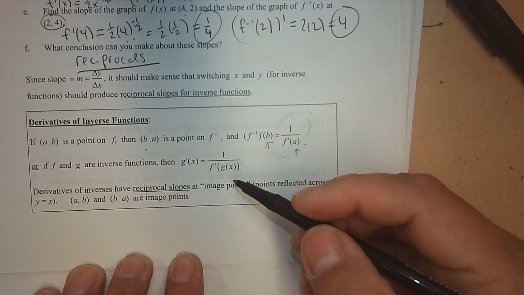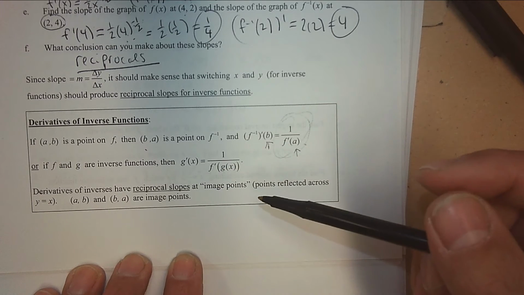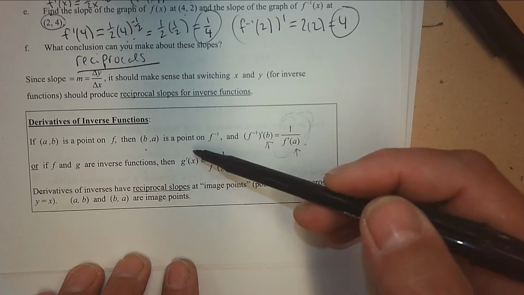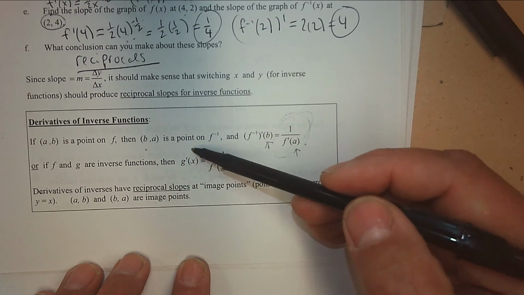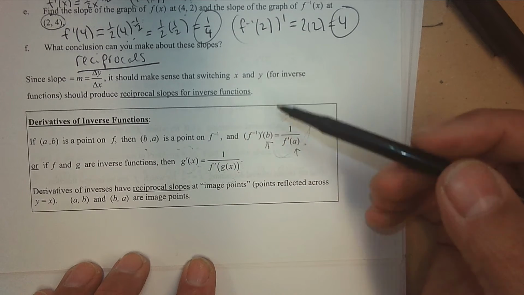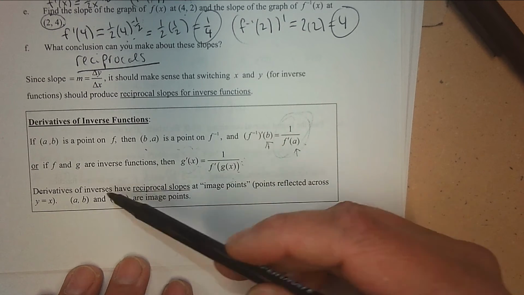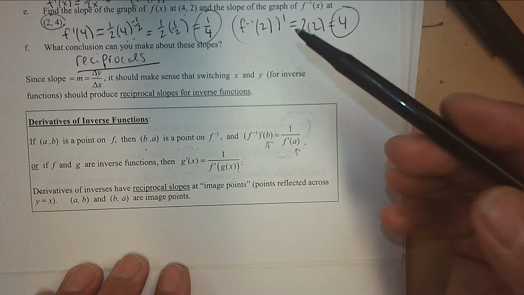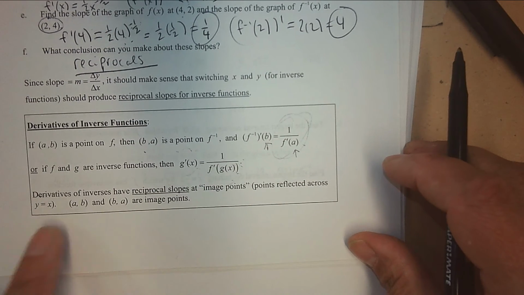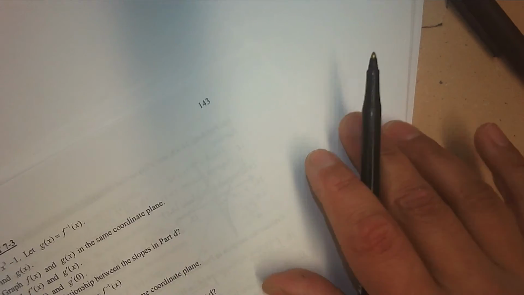But the concept of the reciprocal isn't that bad. Just reciprocal, the derivative and so on. Or if f and g are inverse functions, then again the derivative, and here, if you know their inverses, then you know the relationship is reciprocal. So derivatives of inverses have reciprocal slopes at image points, points reflected across y equals x. So (a, b) and (b, a) are what are called image points. Let's turn the page.